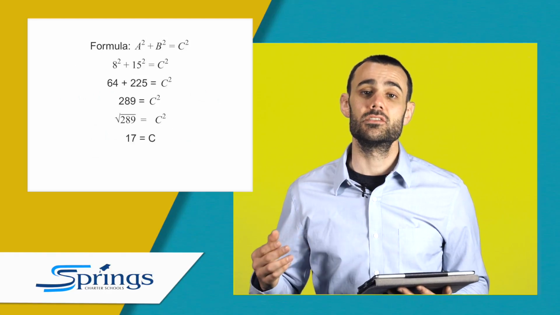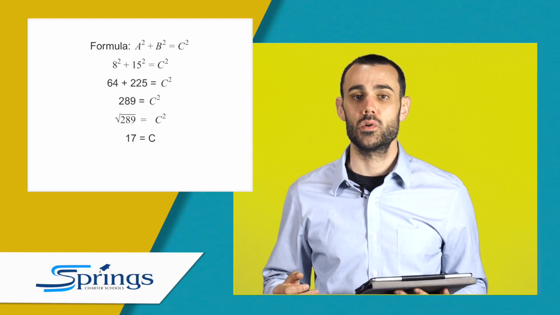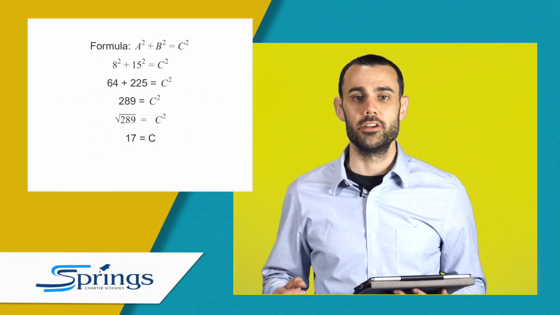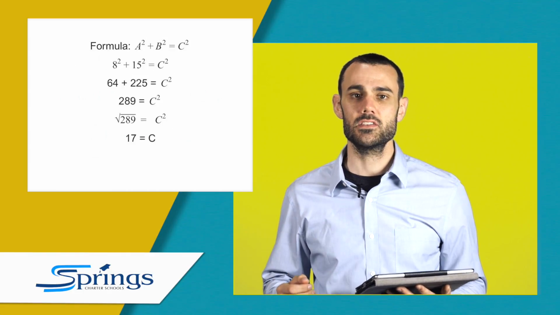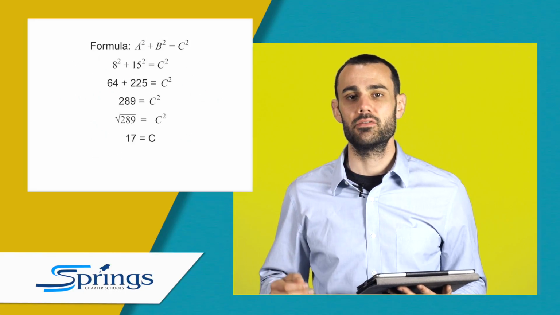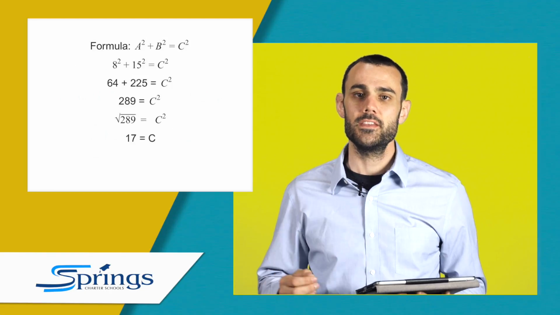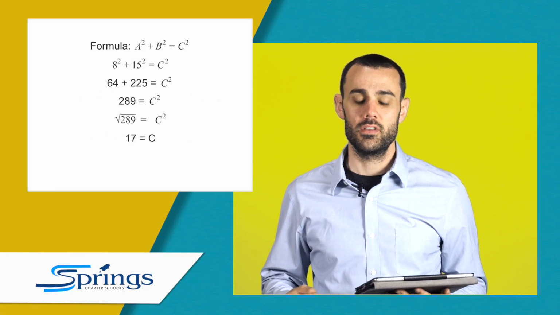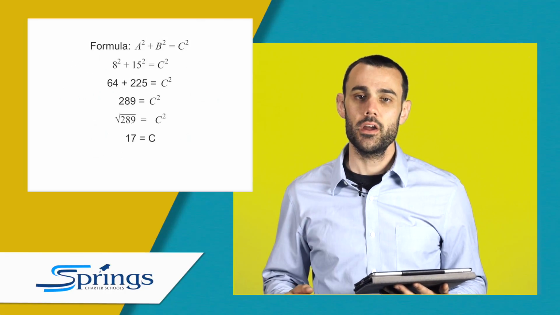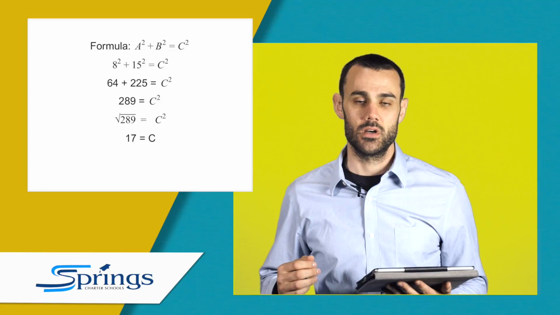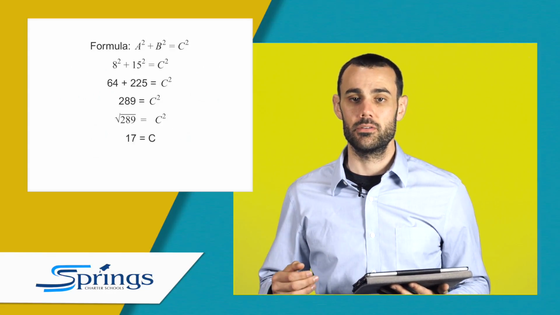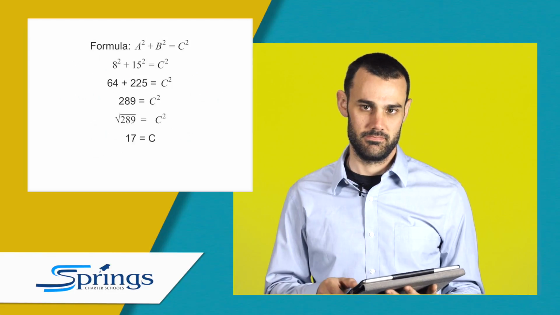Now, to get rid of the squared part of our c, we must take the square root of both sides of our equation, and we do it to both sides in order to help keep our equation balanced. So taking the square root of 289, I'm looking for a number that when multiplied by itself gives me 289. In this particular case, by taking the square root of 289, we get a whole number of 17. The squared part of our c goes away because we took the square root, and we're left with our final answer, which is the length of the hypotenuse we are looking for. In this case, it was 17.